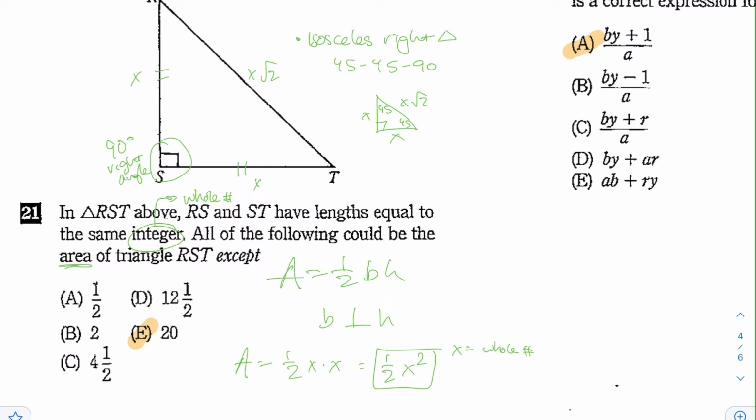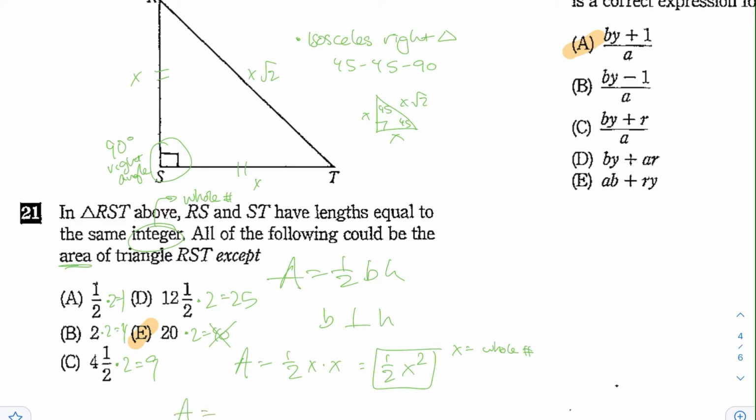So if you take choice A, for example, if the area is equal to 1/2, you double this, you got 1. That is a perfect square, so that could be it. For choice B, if you double, you get 4. That's another perfect square. For choice C, you double this, you get 9. For choice D, if you double, you get 25. For choice E, if you double it, you get 40. That's not a perfect square, so it cannot be 20.